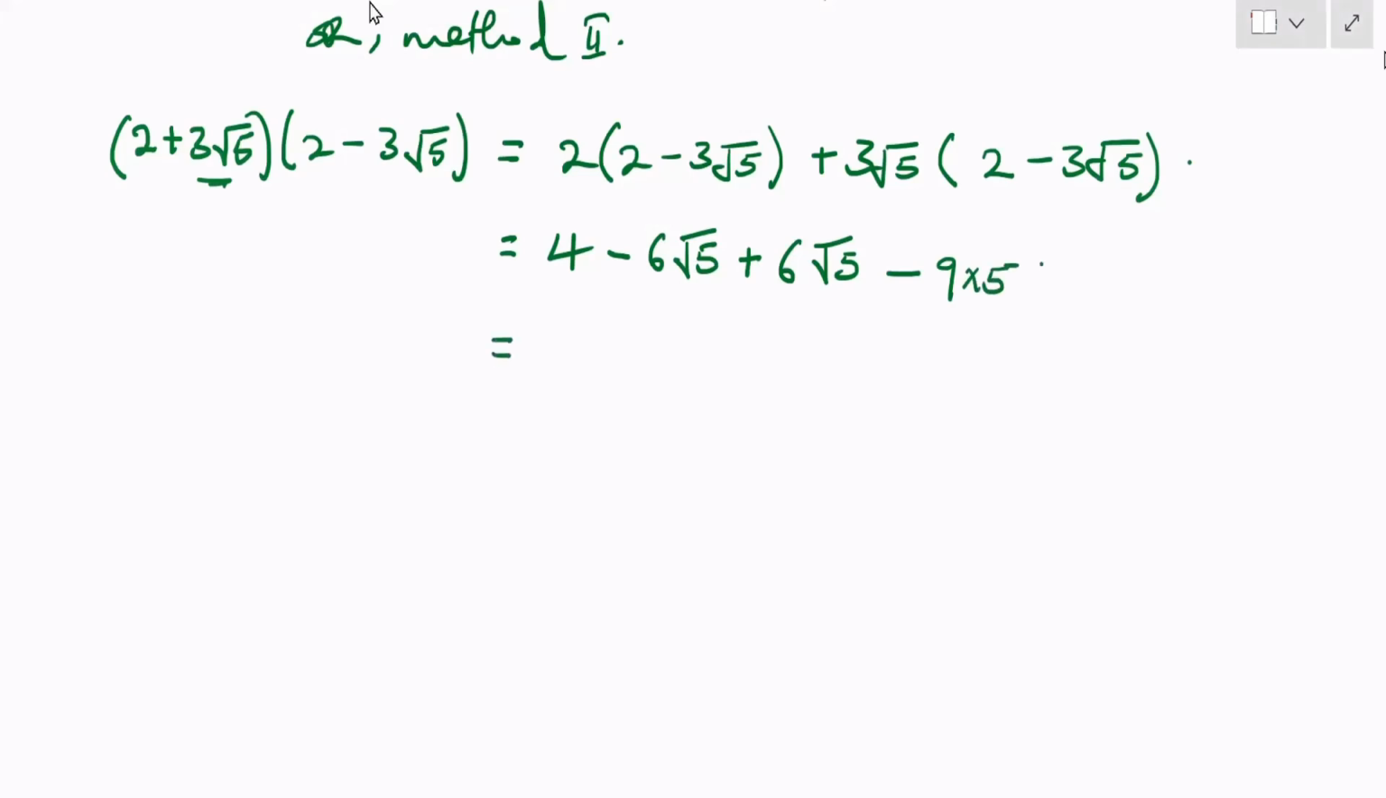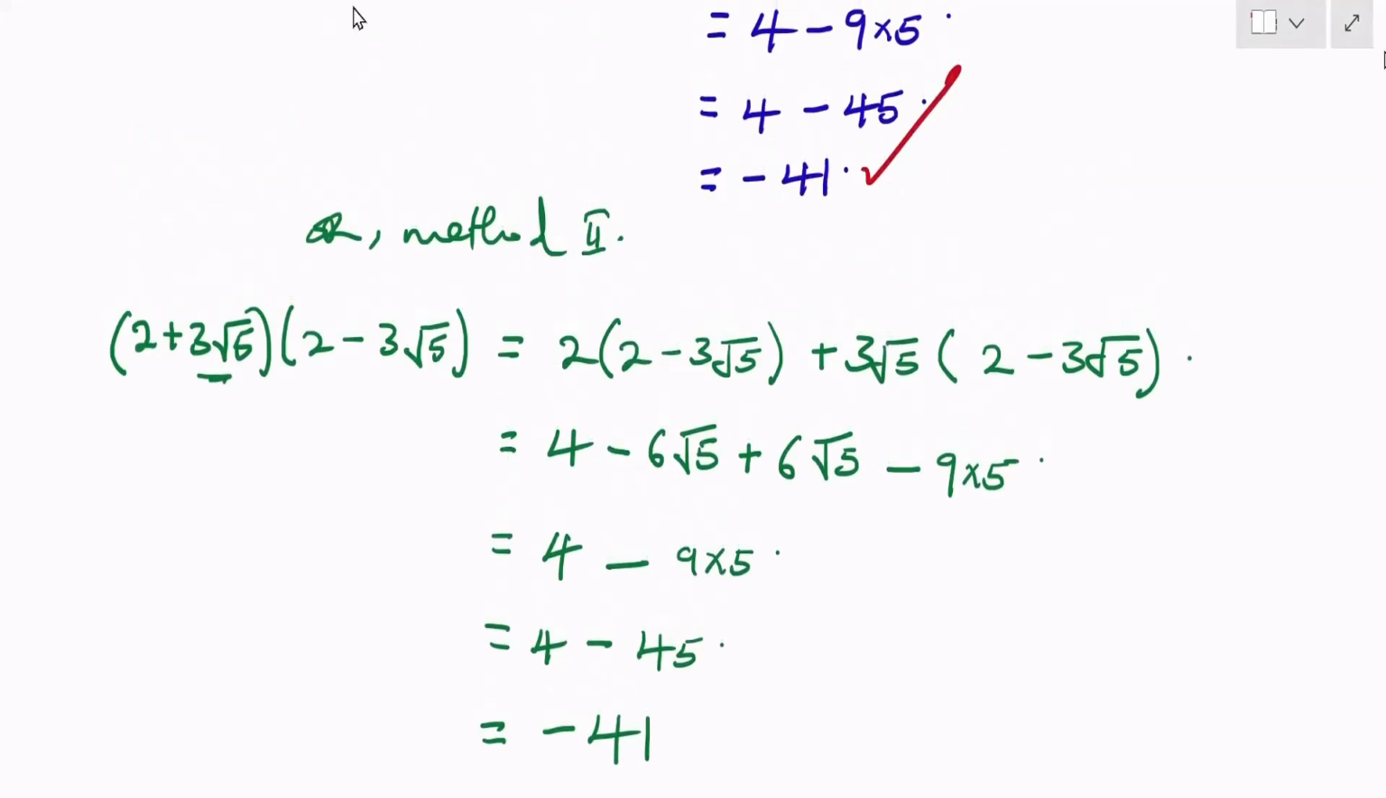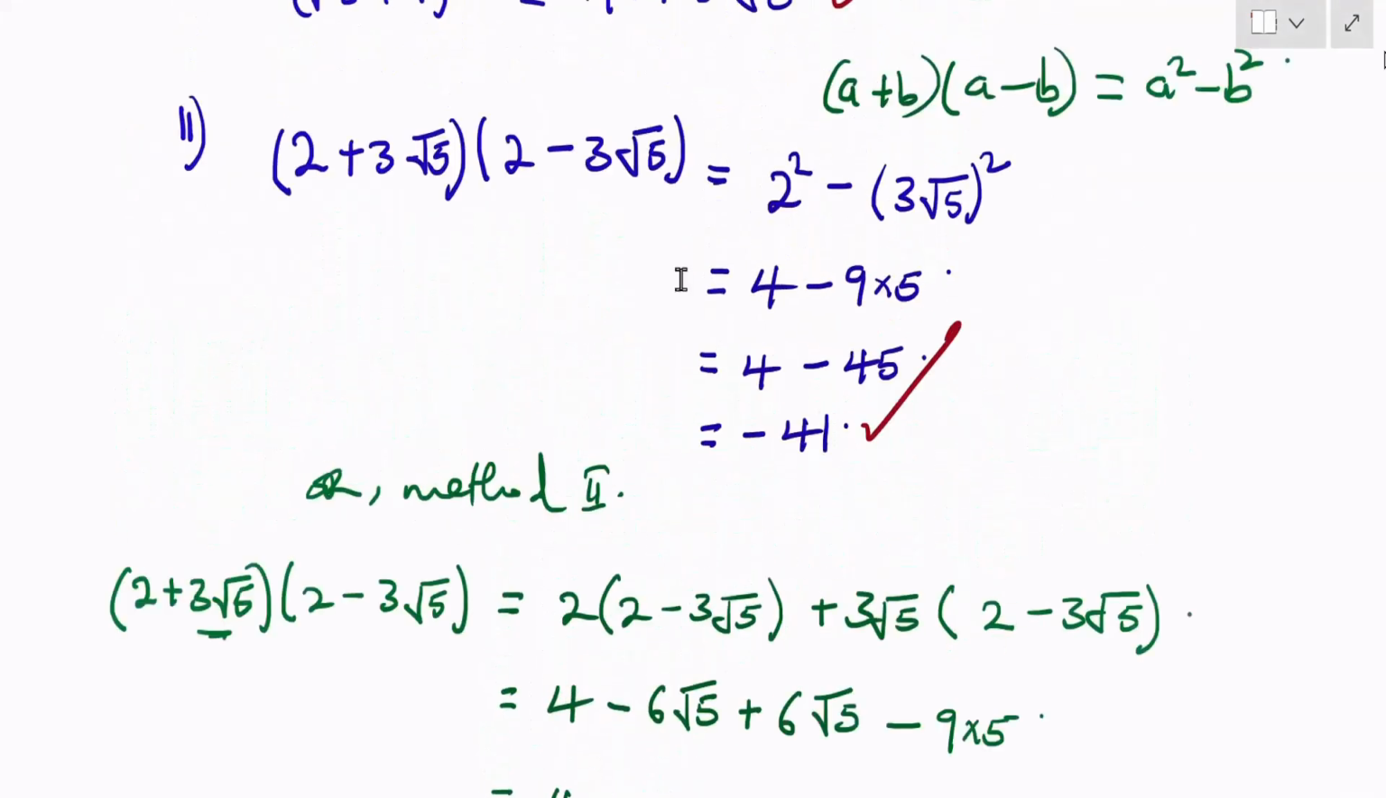As we simplify, this is the same as having 4, then negative 6 root 5 plus 6 root 5. These ones are going to cancel out, so that we have the negative 9 multiplied by 5, which is the same as having 4 take away 45, implying that our answer is negative 41, which is the same as the first method.